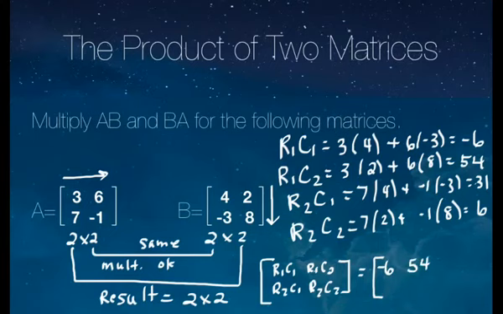So my final result would have been -6, 54, 31, and 6. As we said earlier, my final result was going to be a 2 by 2 matrix, and you can see that 2 by 2 matrix there. Any questions about how this works out?